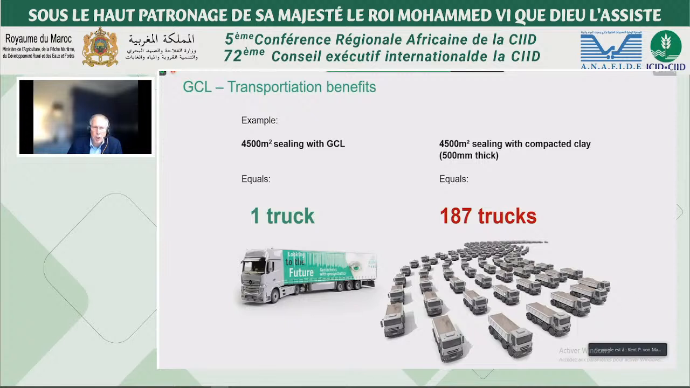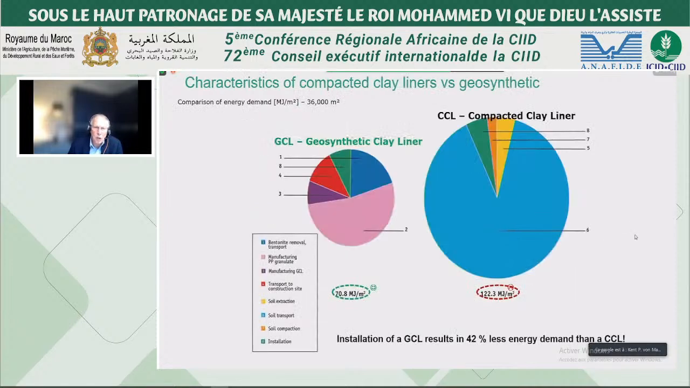is the transportation. Just to give you an example, if you take a compacted clay liner with 4,500 square meters in size, 50 centimeters or 500 millimeters thick, you would have to transport this type of material with 187 trucks onto site. With a geosynthetic clay liner, you only need basically one truck. So this is purely a CO2 advantage. It has been calculated from the production to the installation in several examples.